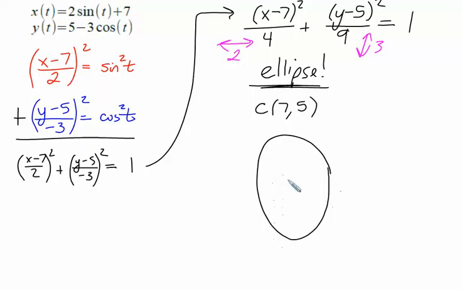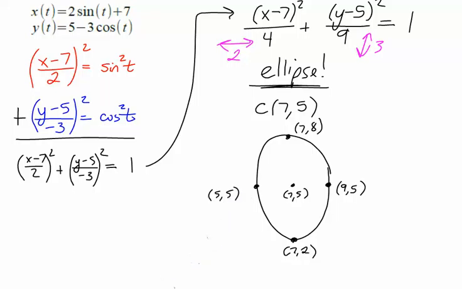That's decent. I guess that suffices. The center point is at (7, 5). We go up 3, so this will be (7, 8). We go down 3, so this will be (7, 2). Then we go left and right 2, so we get (9, 5) and (5, 5).